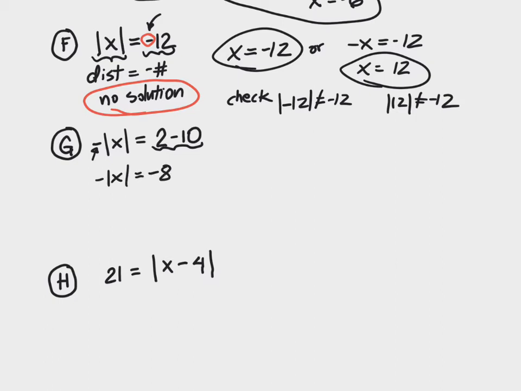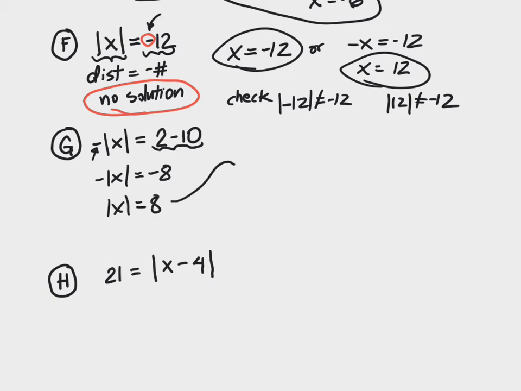And again, I do see a negative on the right side, and we know that distance cannot be negative, but this problem here also has a negative on the left side, which would indicate that these two negatives will end up canceling each other because they're on the outside. So, multiplying both sides by -1 gives me 8.